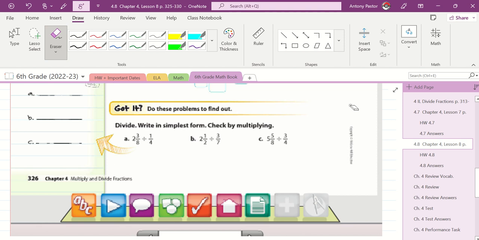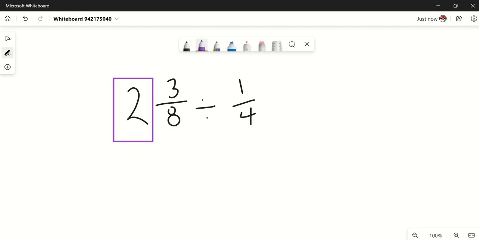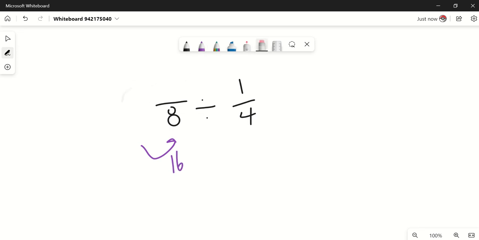Now, hopefully we've all paused and we've tried these questions. So let's go ahead and do these. 2 3/8. We are dividing this by 1/4. Mixed number must become an improper fraction. 2 times 8 will be 16, plus the 3 will make this 19 over 8.